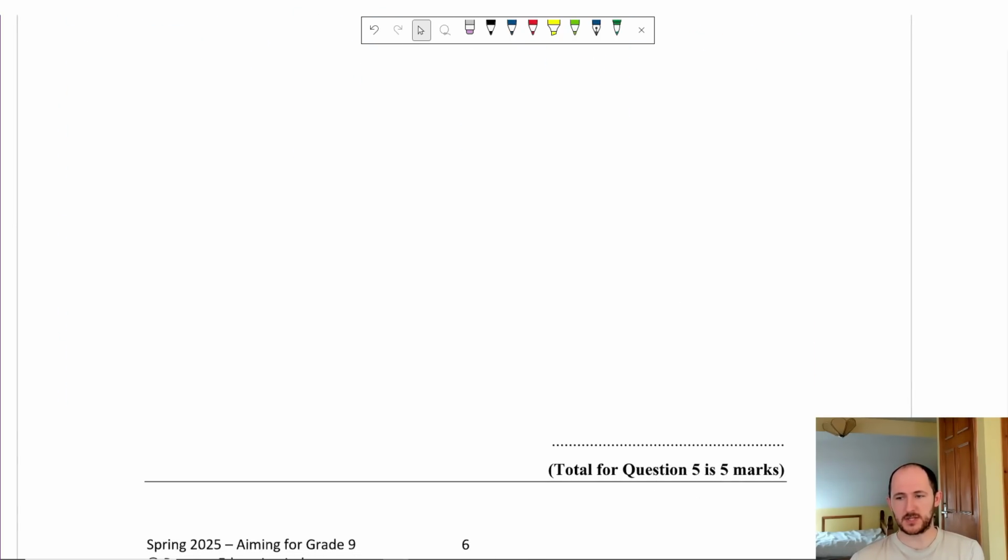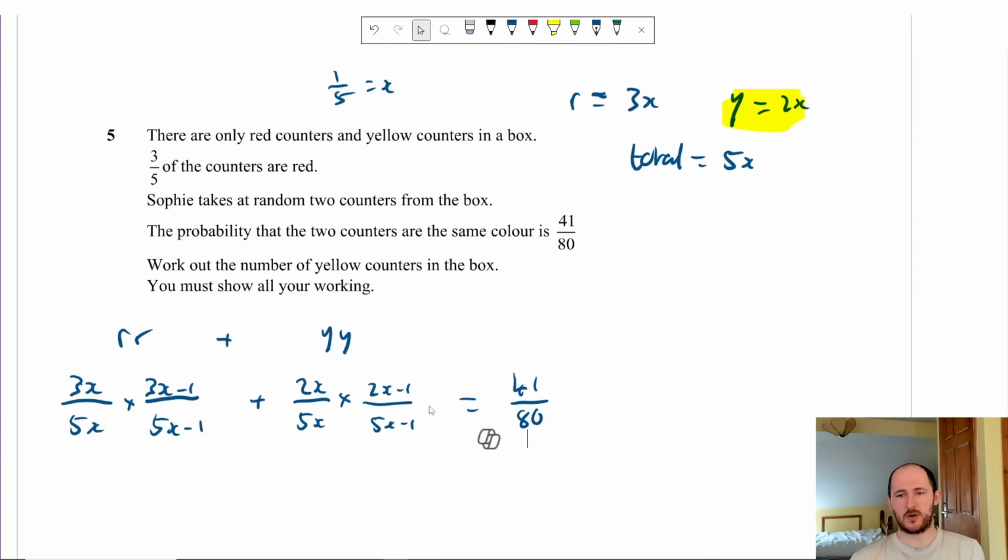This is a 5-mark question in total, so even if you aren't sure how to solve something like this, getting 60%, if you average 60%, you're looking at between a grade 7 and an 8. That's not bad. That's not bad at all. So you don't have to be able to solve this. So, how do we solve this?